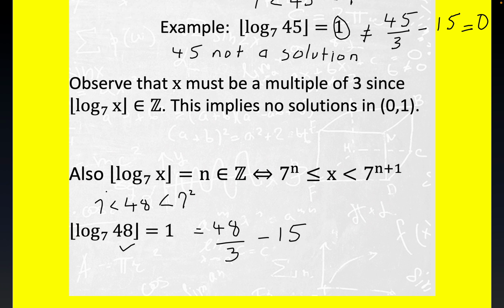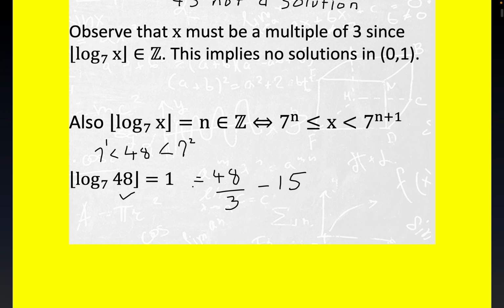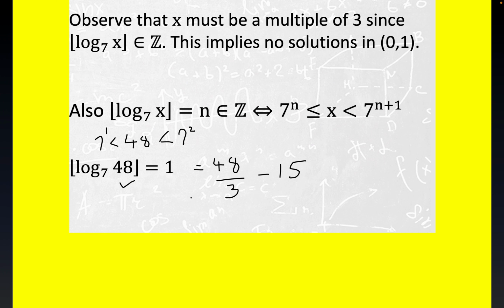7 to the first power. Okay. Now, let's bump along and check for some other solutions here. Notice it'd be easy to verify that you could pick other multiples of 3 between 7 and 7 squared, but they wouldn't have a floor of 1 because of the right-hand side, right? We know that 48 would be the only one with that property, right?